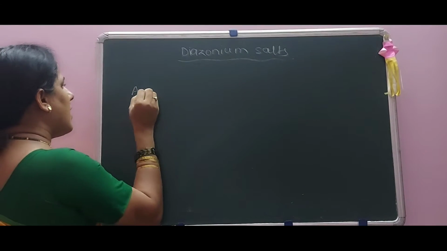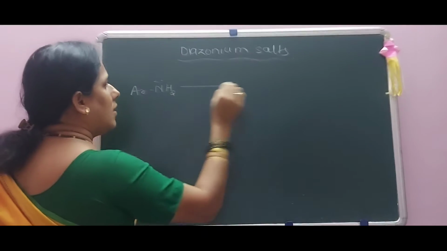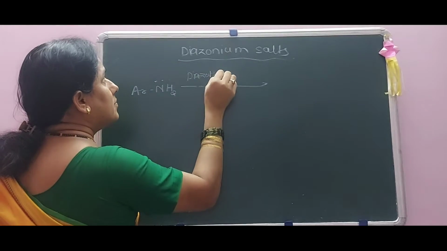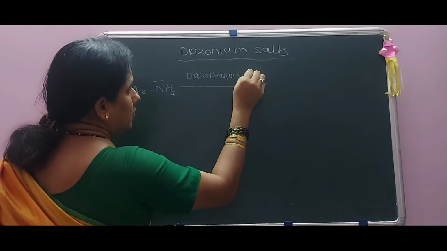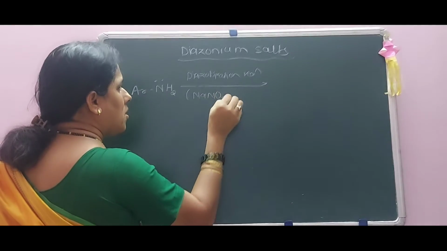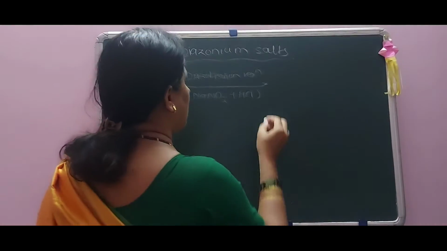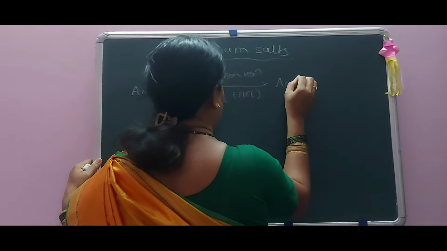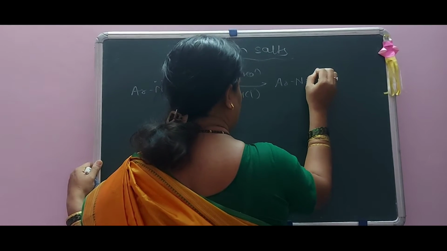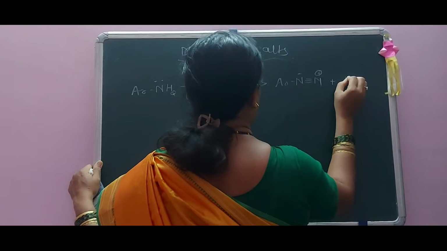First ArNH2. Okay, here by means of a diazotization reaction. What is the diazotization reaction? That is NaNO2 plus HCl. Okay, here, what is the conversion here? Ar, N triple bond N here, okay, plus H2.